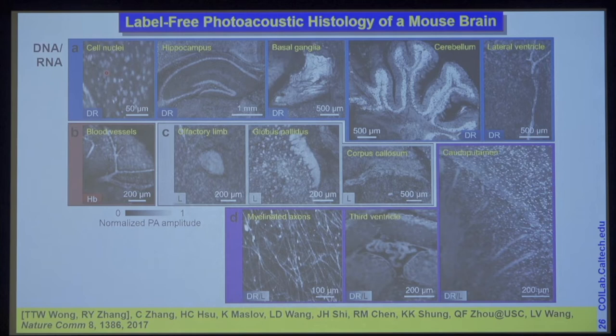Now here, this was done ex vivo, so that means you can cut off the top layer and look at a deeper layer at a very high resolution. And so this simultaneously provides a hemoglobin contrast, so you can see blood vessels quite well, and lipid contrast. And this is a combination of multiple contrasts. You can see here axons will show up in our images as well.